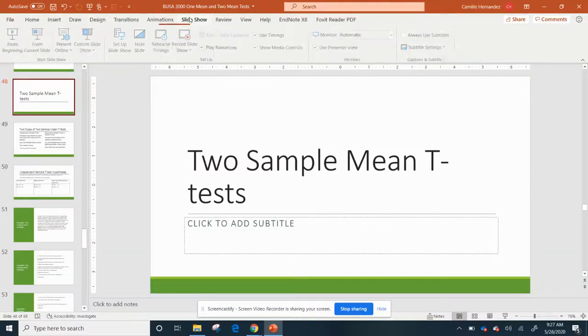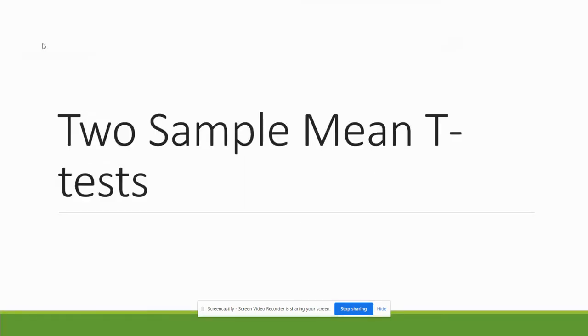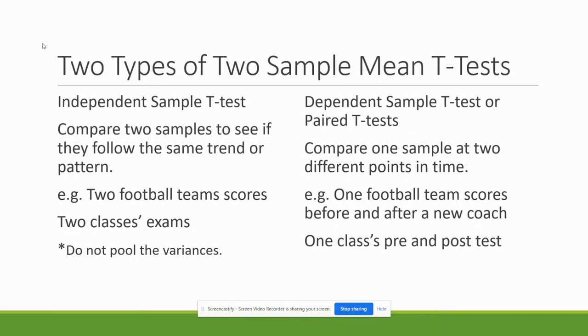So let's go ahead and talk about two sample mean t-test. And we're not going to do a two sample z-test in this class. Mainly you do t-test. So there's two types we're going to talk about. There's the independent sample t-test and the dependent sample t-test, or it can also be referred to as paired t-test.